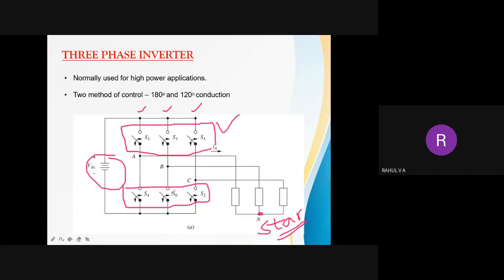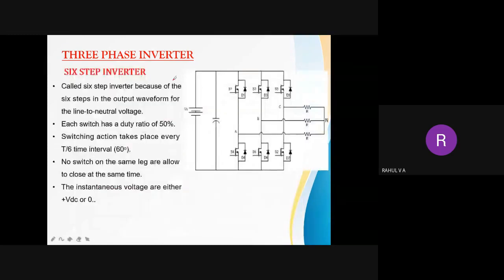And I was telling you that switches in the same arm will not be turned on at a time because it may lead to a short circuit. One more thing you have to notice is one switch will be, okay, I will discuss it later. I was telling you this is a 6-step inverter, and the output waveform has 6 steps. That also I will show you in the later class.